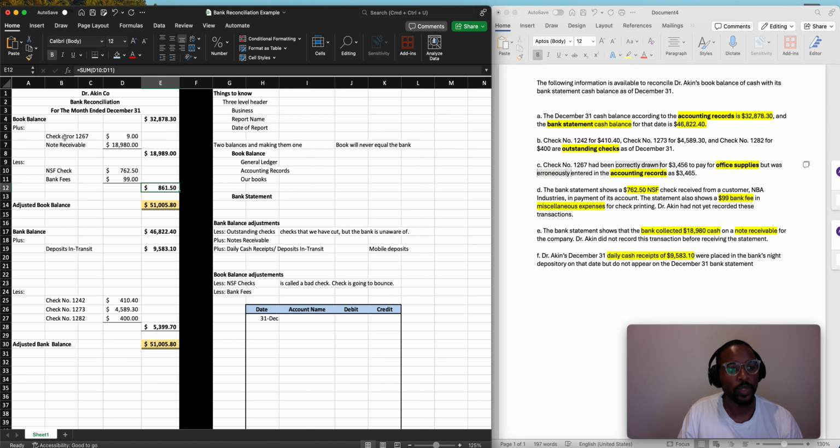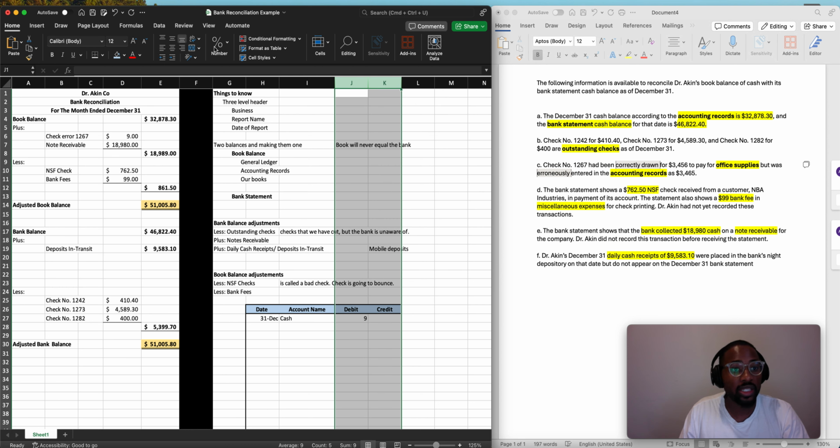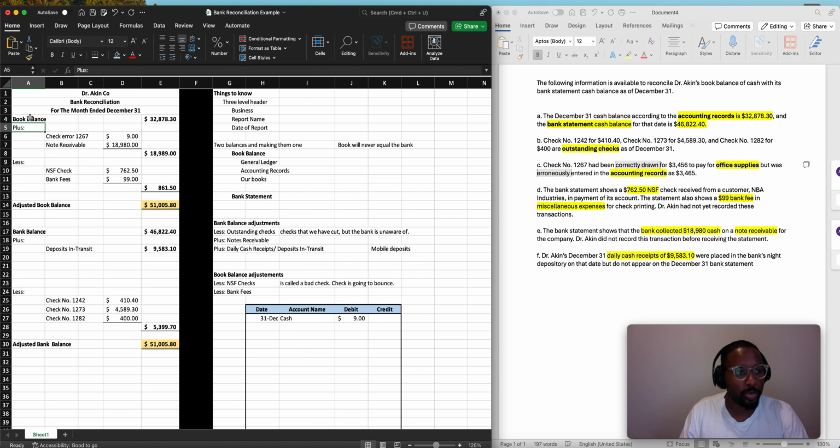So here's the example. If we have in the plus section check error for $9, what are we saying? That we're going to debit cash. We already know that we're going to debit cash for $9. This is very, very simple, right? It's already structured for us to win because it's in the plus. Now, the credit is going to be found in the problem. The credit is going to be office supplies because that's what we were paying for. So we're going to credit office supplies for $9. And guess what? We're done. All right, so we did that one.